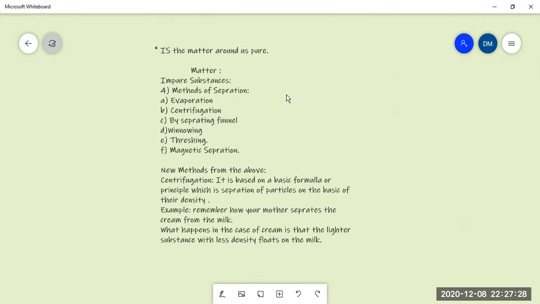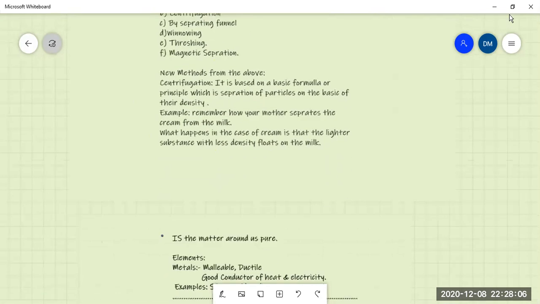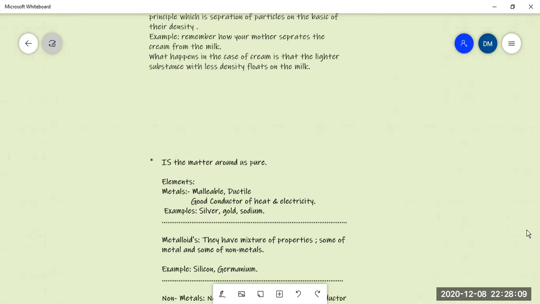Remember how your mother separates the cream from the milk. Whenever you have seen your mother separating the cream from the milk, what did you observe? What happens in this case is that cream is lighter than the milk. It means that cream has less density and that's why it floats on the milk. And by this process only, we can separate the substances. Now the next one is the last one and then our chapter will be completed.